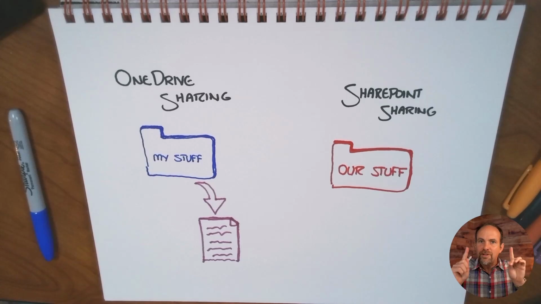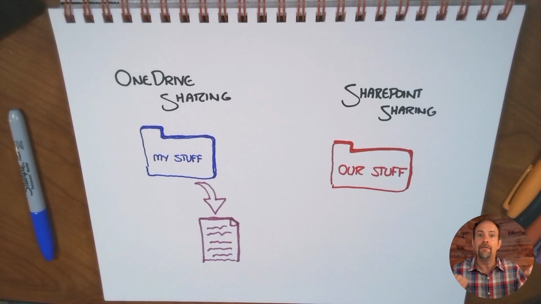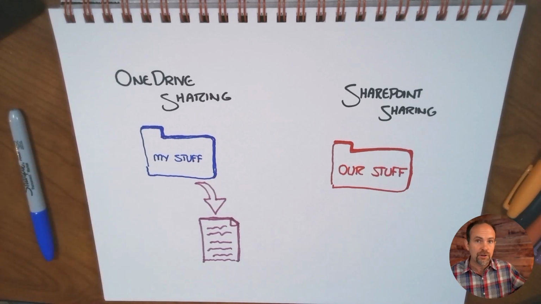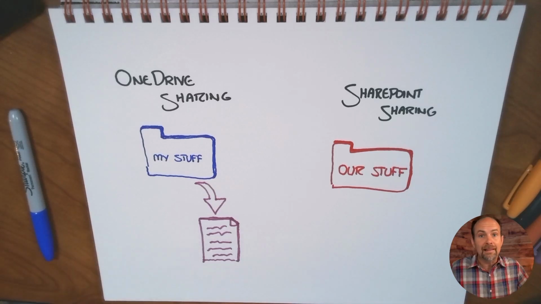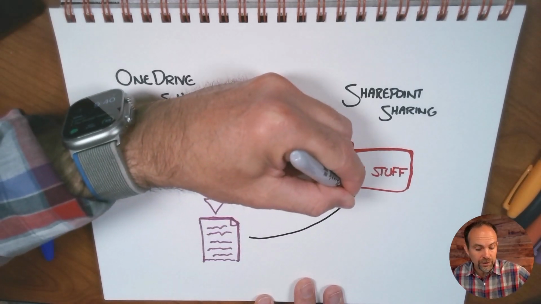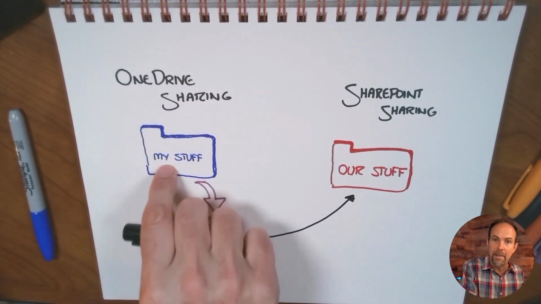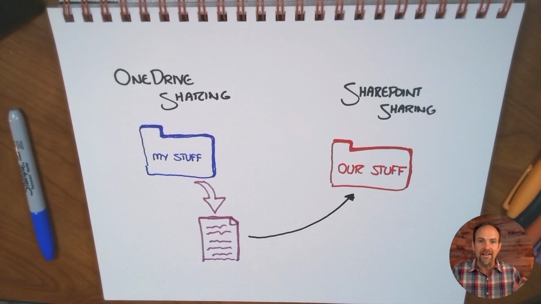So first and foremost, figure out what's this file for. Is it my file? This is mine and it will stay mine forever. Then keep it on OneDrive and share it with individual folks that need access to it. But if it's our files, if this is a group of people collaborating together on that file or that folder, then make the move. Move that thing over to SharePoint. That's what I'm saying. It's moving from my stuff to our stuff. Big, big difference. Now, let me show you how to do it.